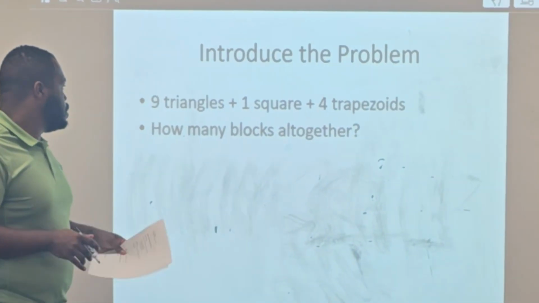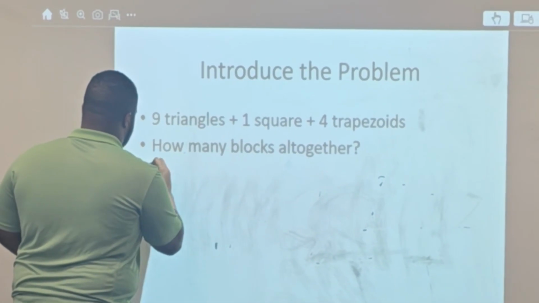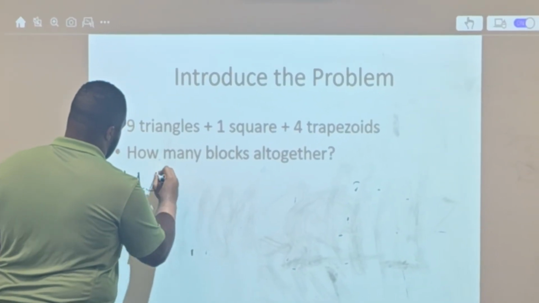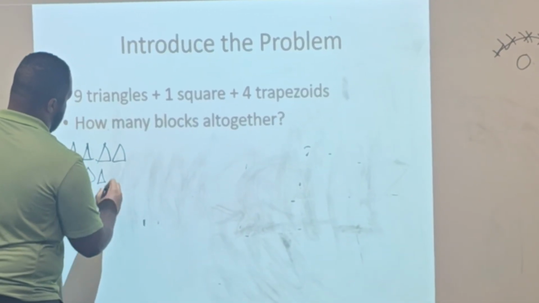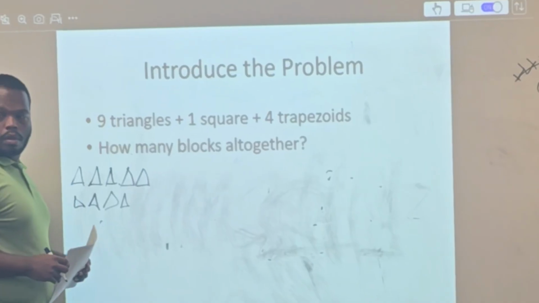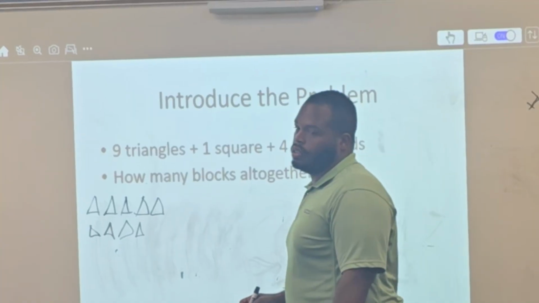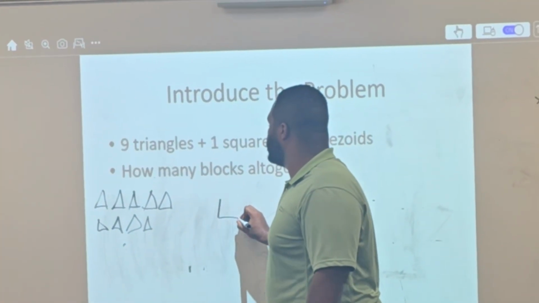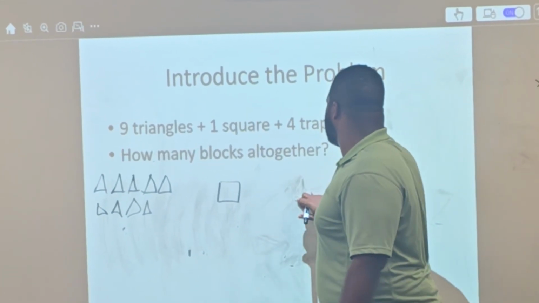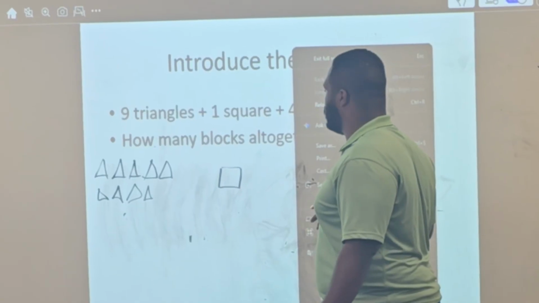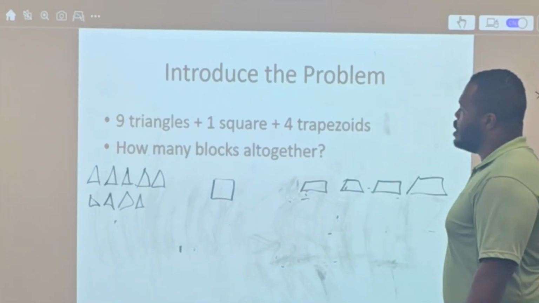4 trapezoids. So I'm going to go ahead and make 9 triangles. I got a question. I know that equals 14. Was that a question or an answer? A question, because I didn't realize that. Why is it one square? That's a good question. I believe that's just how the problem was set up, to be just 1 square.